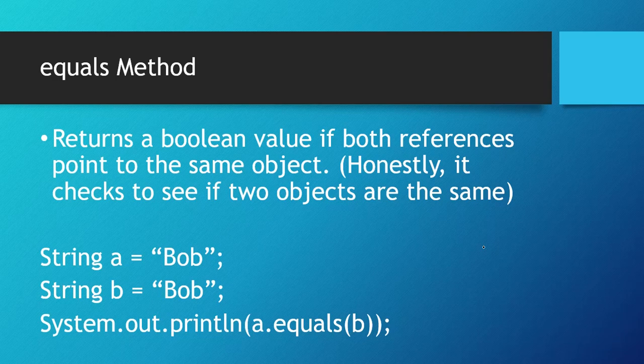We also have the ability to do the dot equals method. Dot equals returns a Boolean value if both references point to the same object. So honestly, it checks to see if two objects are the same. So I got string A equals Bob, string B equals Bob, and I say A dot equals B. This would return true. Basically it's going to see, are they actually having the same value inside? Are they pointing to the same information in memory? That's because those are reference objects and whatnot.